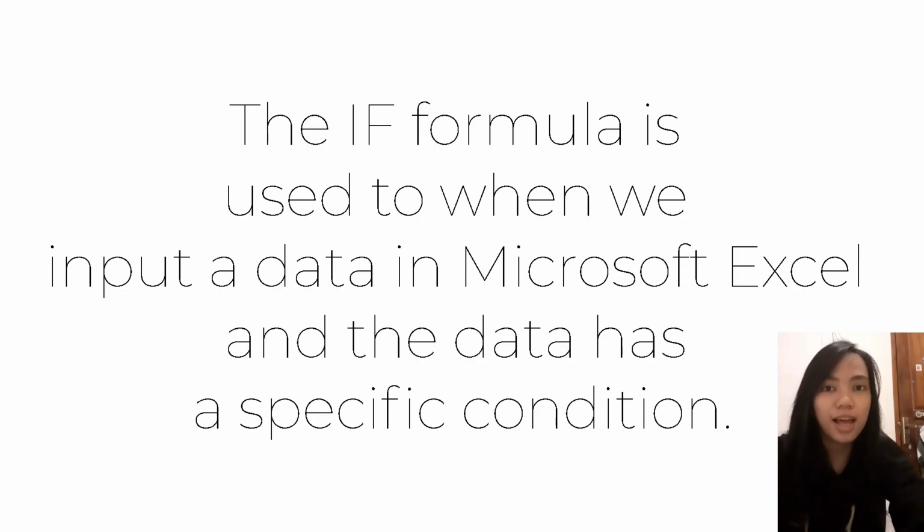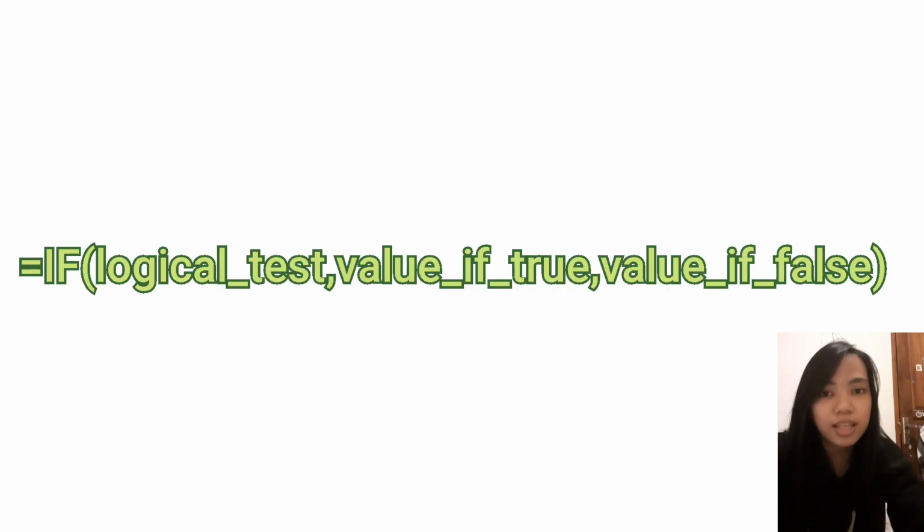If formula. The if formula is used when we put the data in Microsoft Excel and the data has a specific condition. When there is data G2 equal to, you will get a result of 30. If you don't get the result, then the result will be 0. There are many symbols like equal sign, strict inequality less than, strict inequality bigger than, and the other mathematics symbols. The formula is equal sign, if, logical test, value if true, and value if false.